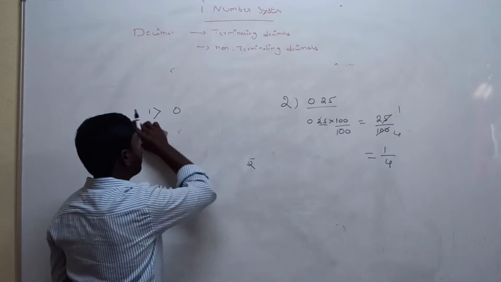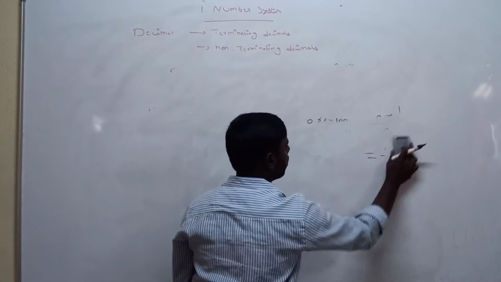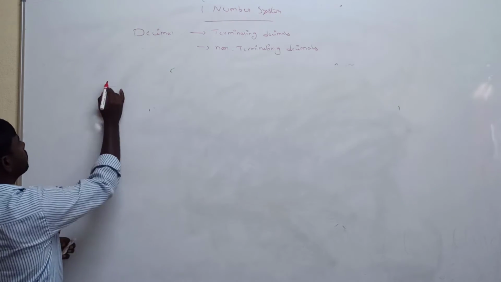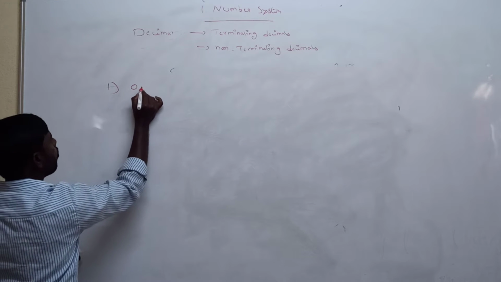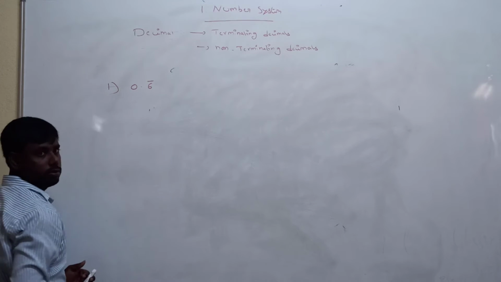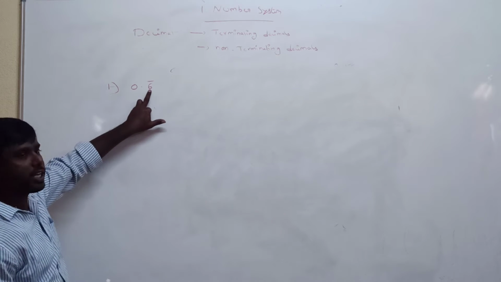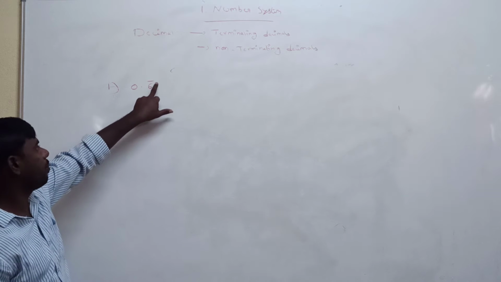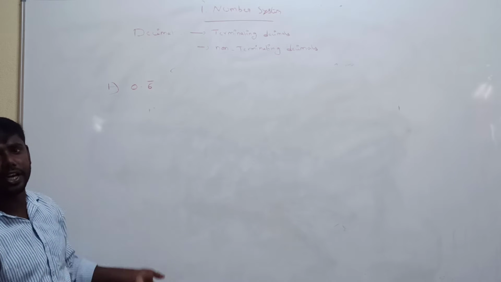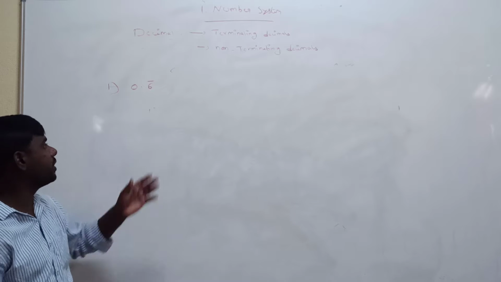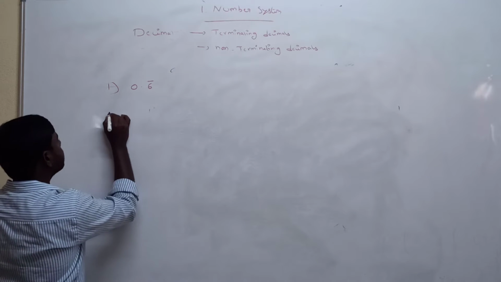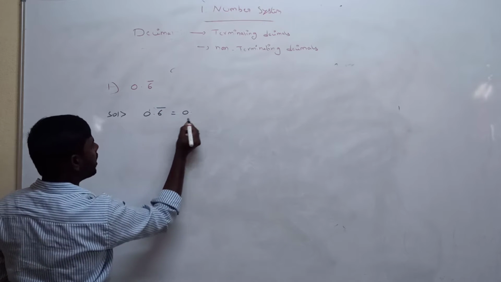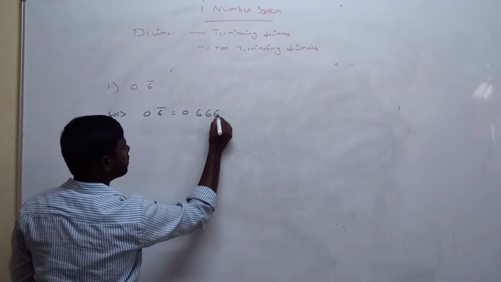Given non-terminating numbers, how to convert them to rational numbers? First question is 0.6 bar. Bar means 6 is repeated many times, that is, an infinite number of 6s. This can be written as 0.6 bar, nothing but 0.6 repeated many times.